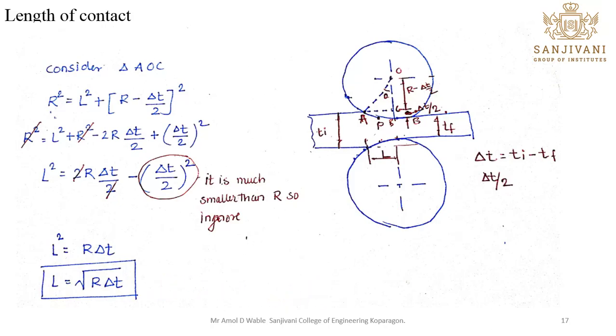Before that, let us see the construction of this roller. Here, this P is the neutral point, this A is the initial contact of the roller and workpiece, and this is the final contact of your workpiece and roller, defined as B. Here we are interested to find the value of L, that is the distance AC.